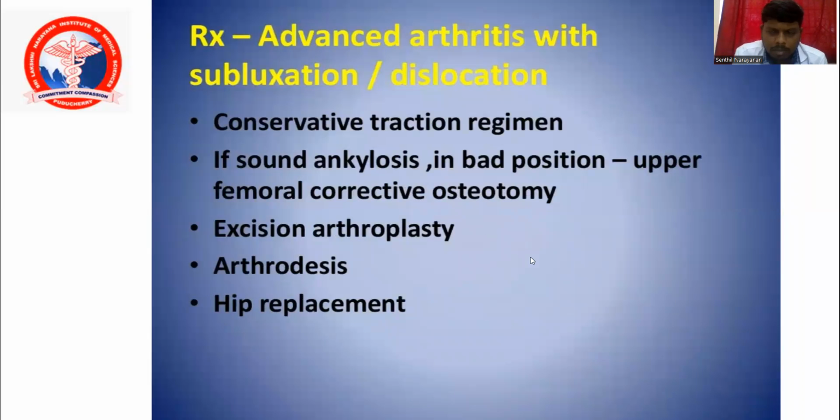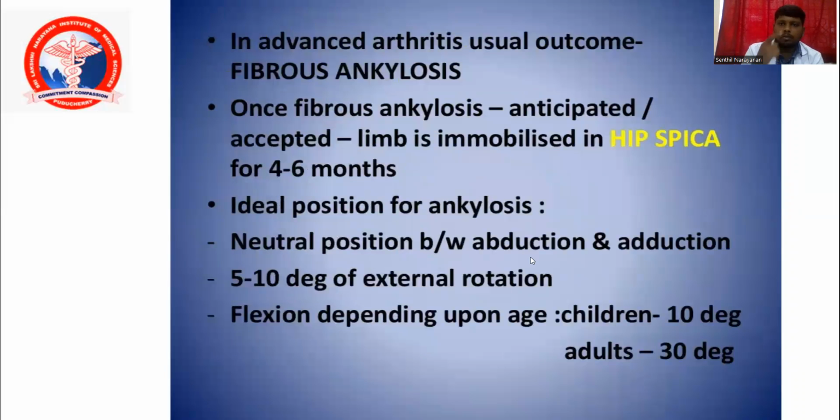Advanced arthritis with subluxation or dislocation: conservative traction. Sound ankylosis in bad position: upper femoral corrective osteotomy, excision arthroplasty, arthrodesis, hip replacement. In advanced arthritis the usual outcome is fibrous ankylosis.